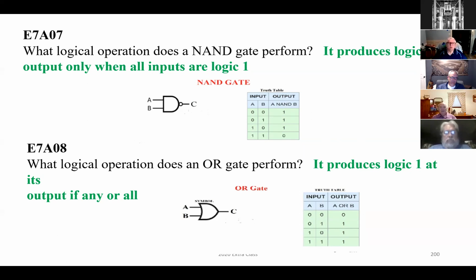All right. What logical operation does an OR gate perform? It produces logic 1 at its output if any or all inputs are logic 1. And there again is the symbol for an OR gate. Yeah, so you can see in the truth table for this one, you're going to get a logic 0 only if the inputs are both 0, and a logic 1 in any other combination.